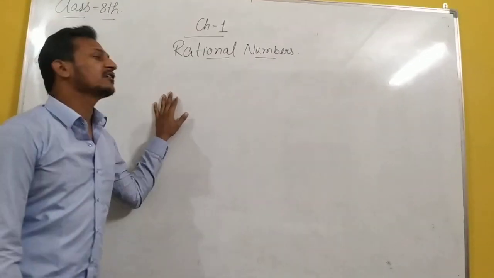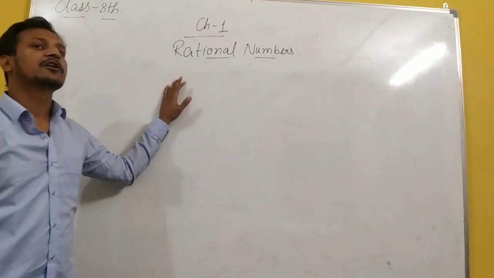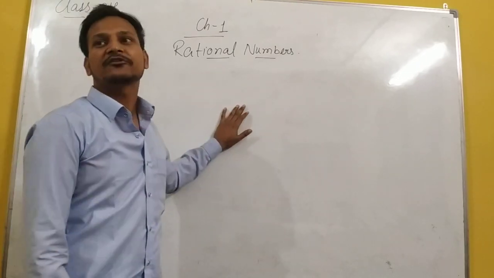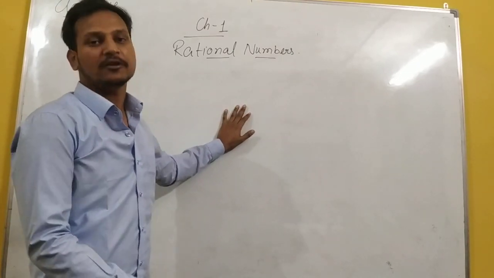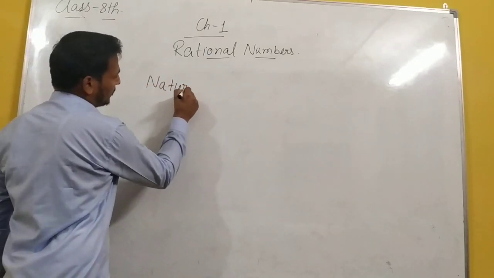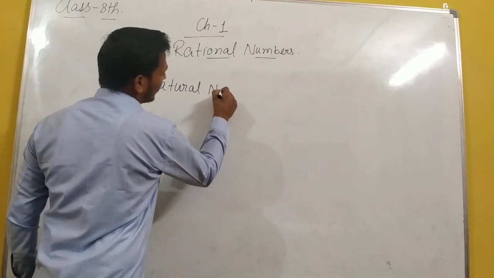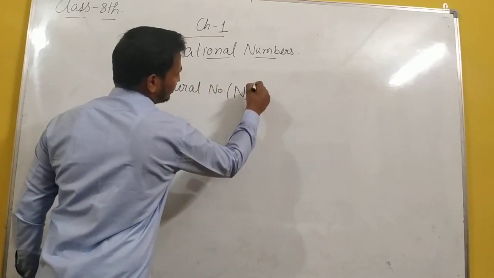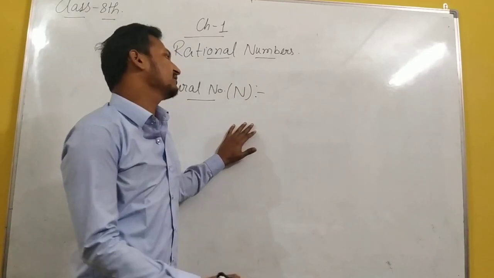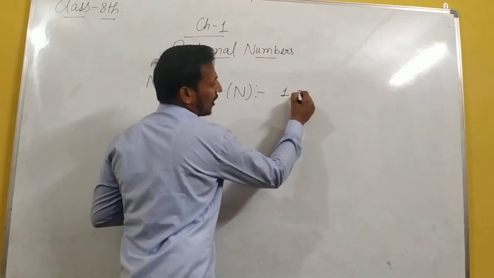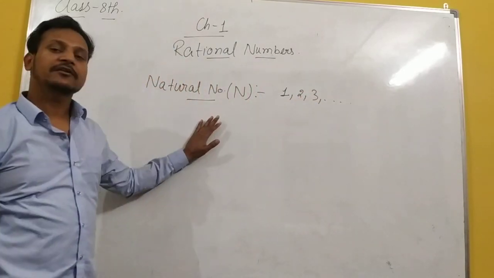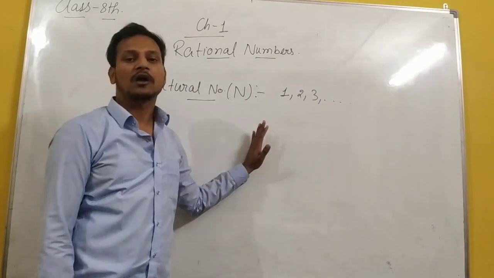So before starting rational numbers, we will discuss some number systems, in which our first number system is natural numbers. Natural number is denoted by capital letter N. It's nothing, it's just your counting. Natural numbers contain counting from 1, 2, 3 and so on.